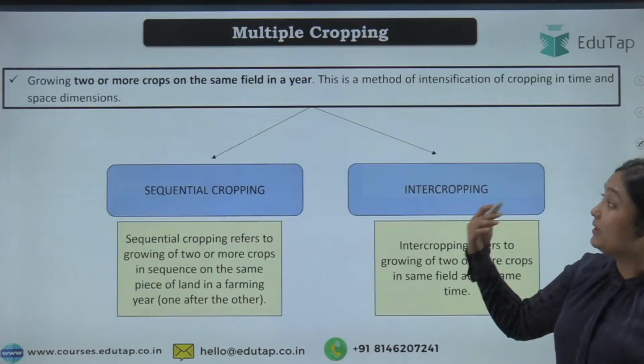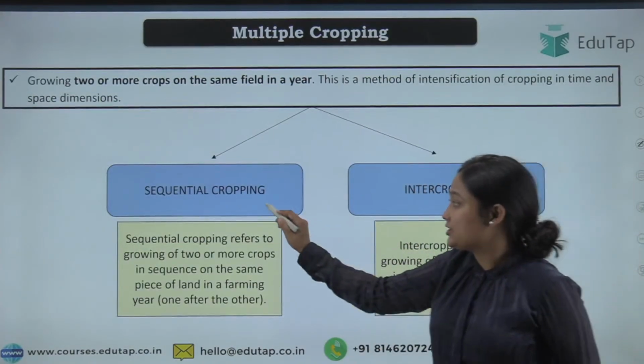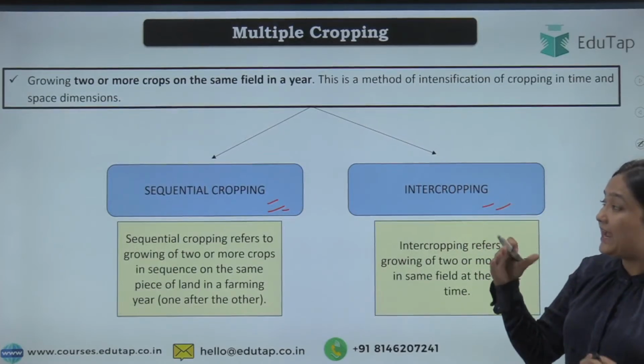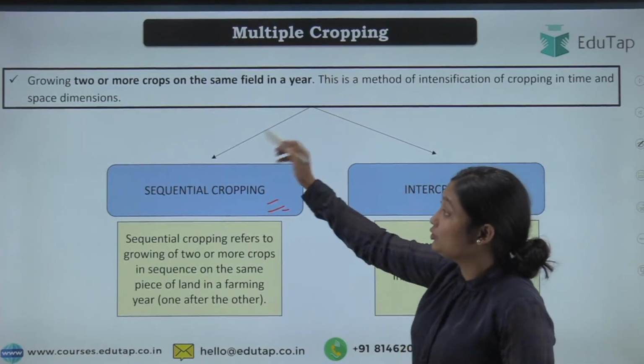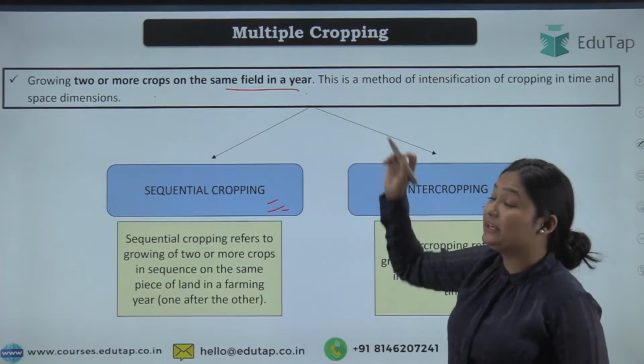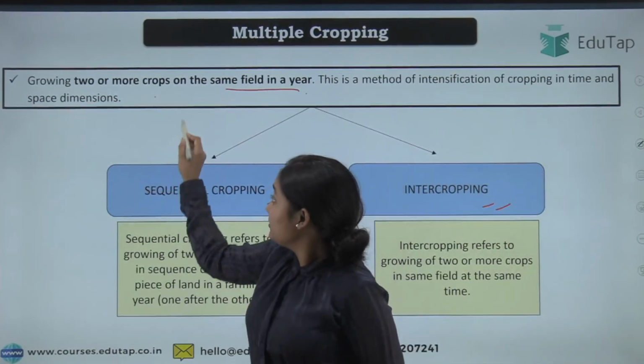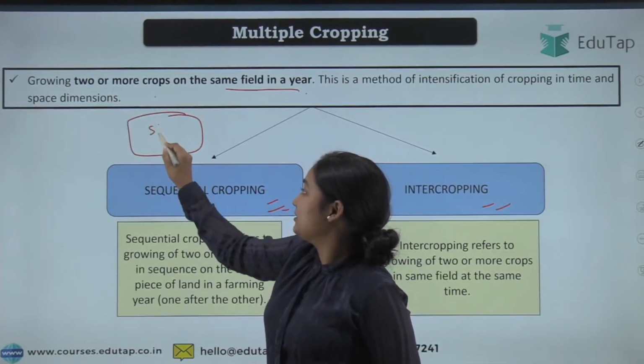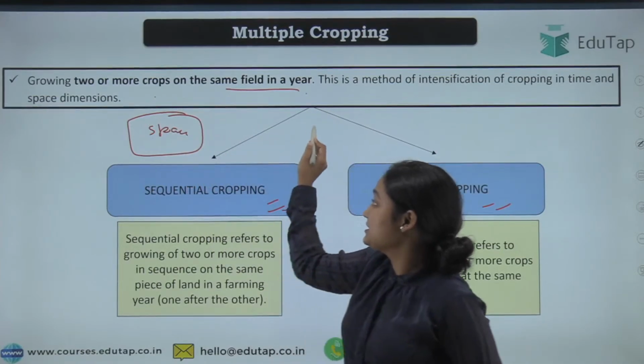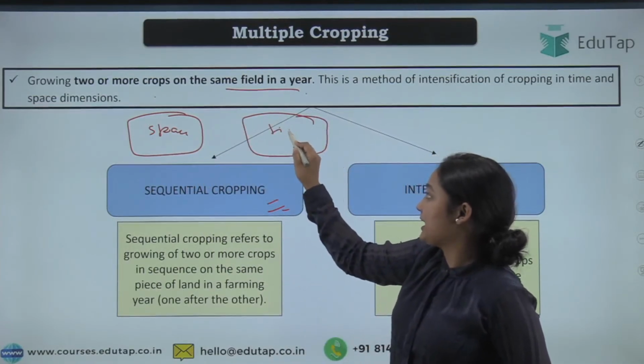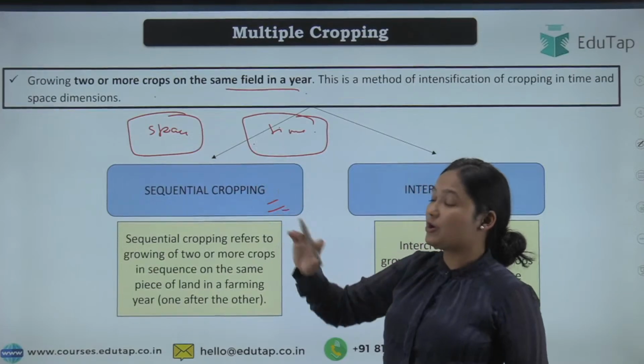Now moving to multi-cropping. Multi-cropping can be sequential cropping or intercropping, and as the name suggests, multi-cropping is when you grow two or more crops in the same field in a year. Again, in a year, how can you do it? By differentiating in space and differentiating in time. So I hope this particular concept is clear.